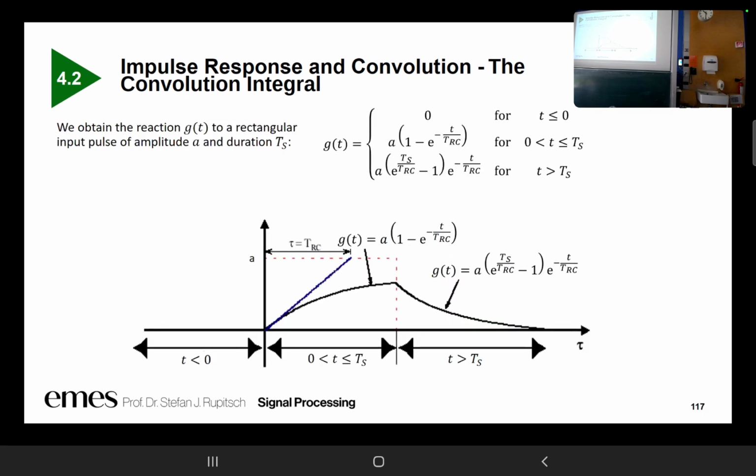And if we combine those, we have for each case different output values. First one is pretty simple, 0. Then we have this 1 minus exponential function with a negative argument. This leads to something like a loading curve of the capacitor. And then we have the unloading curve. This makes sense because we have the RC low-pass filter. Our input signal is a rectangular signal. In the first step, we charge our capacitor, and then we discharge.